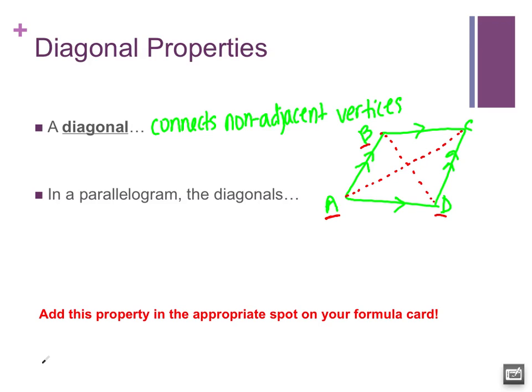In a parallelogram, the diagonals bisect each other. So this point here is a midpoint, which means that these two are congruent and these two are congruent. So both diagonals are bisected. Again, you're going to want to add this one to your property sheet. Now from here, we have two examples and then we are finished.